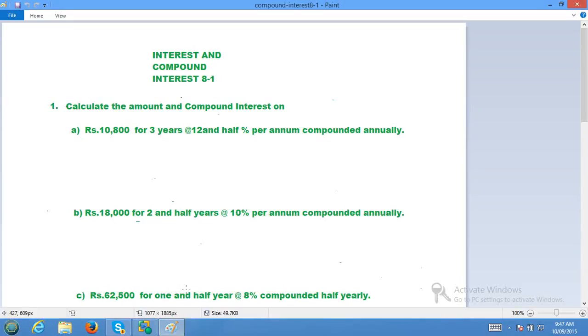Welcome to my first lesson on simple interest and compound interest. So straight away we'll work out some problems using the formula.